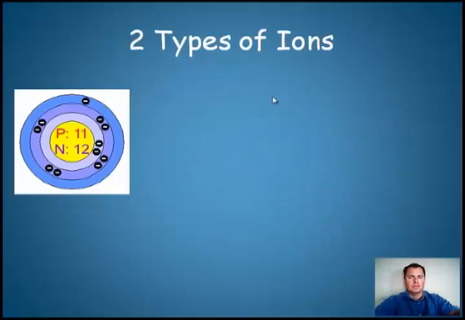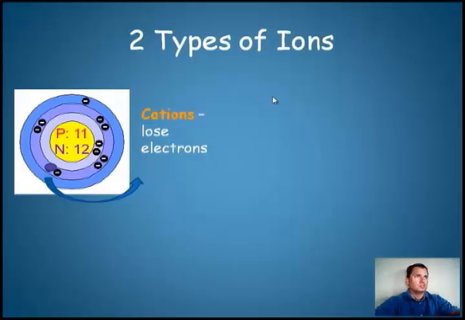So there are 2 types of ions. Let's look at the first one first. The first type is what we call a cation. Cations are atoms that will lose electrons. So if you lose electrons, you will have more protons than electrons, which means you have a positive charge. Okay? So cations lose electrons. You have more positive charges now than you have negative. So if you lose 1 electron, you become a +1.